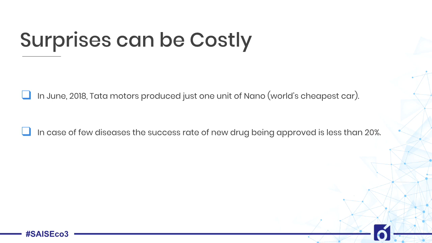For example, in June 2018, Tata Motors was able to produce only 1 unit of Nano, which is the world's cheapest family car. Or if we take the example of pharmaceutical companies, then for a few diseases, the success rate of any new drug or medicine being approved is less than 20%. So even after spending so much time and money on research and development of new products, there is very little chance of it being successful.